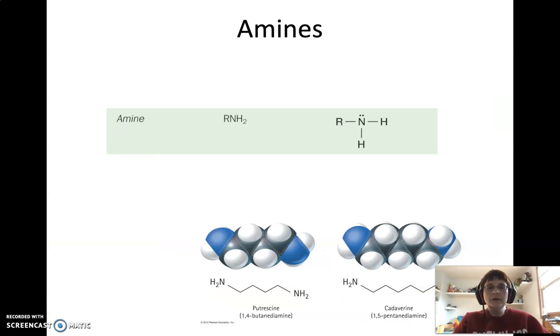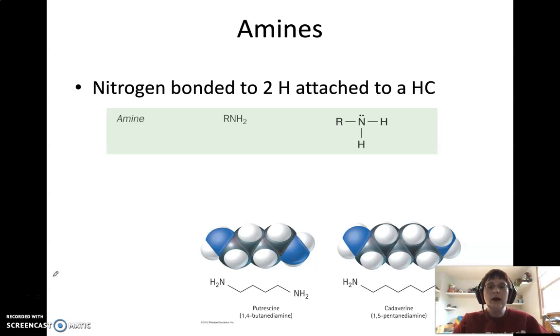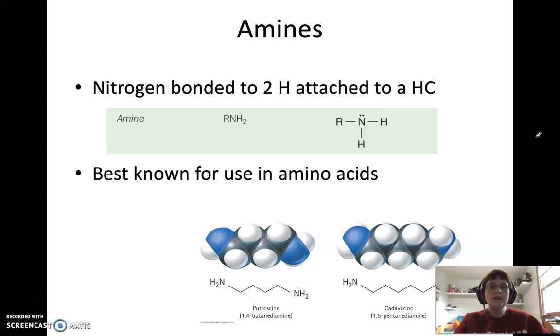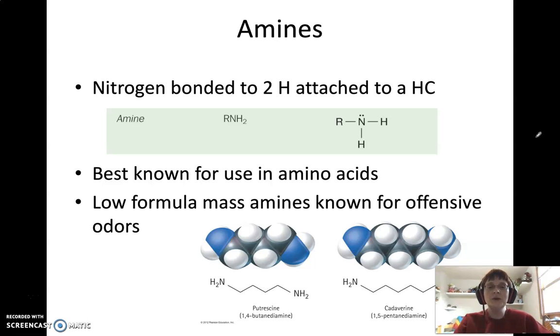The last group of functional groups that I want to talk about are the amines. So the amines are where you have a hydrocarbon that has a nitrogen with two hydrogens bound to it. So you can see here's our hydrocarbon, we've got a nitrogen, two hydrogens bound to it. So why do I want to talk about these? Well, these are actually best known in amino acids. This is actually a big building block in organisms like ourselves. So we actually use a lot of amino acids in one of the polymers that we'll talk about later in this chapter.